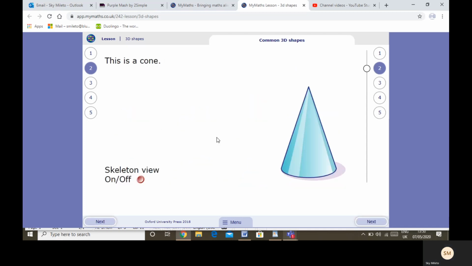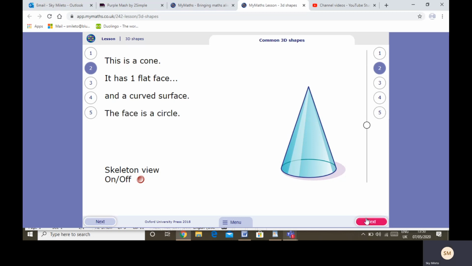Cone. Cone is a strange one. Okay, there's one curved surface all the way around and one face. You could say 2 faces. One flat face and a curved surface.